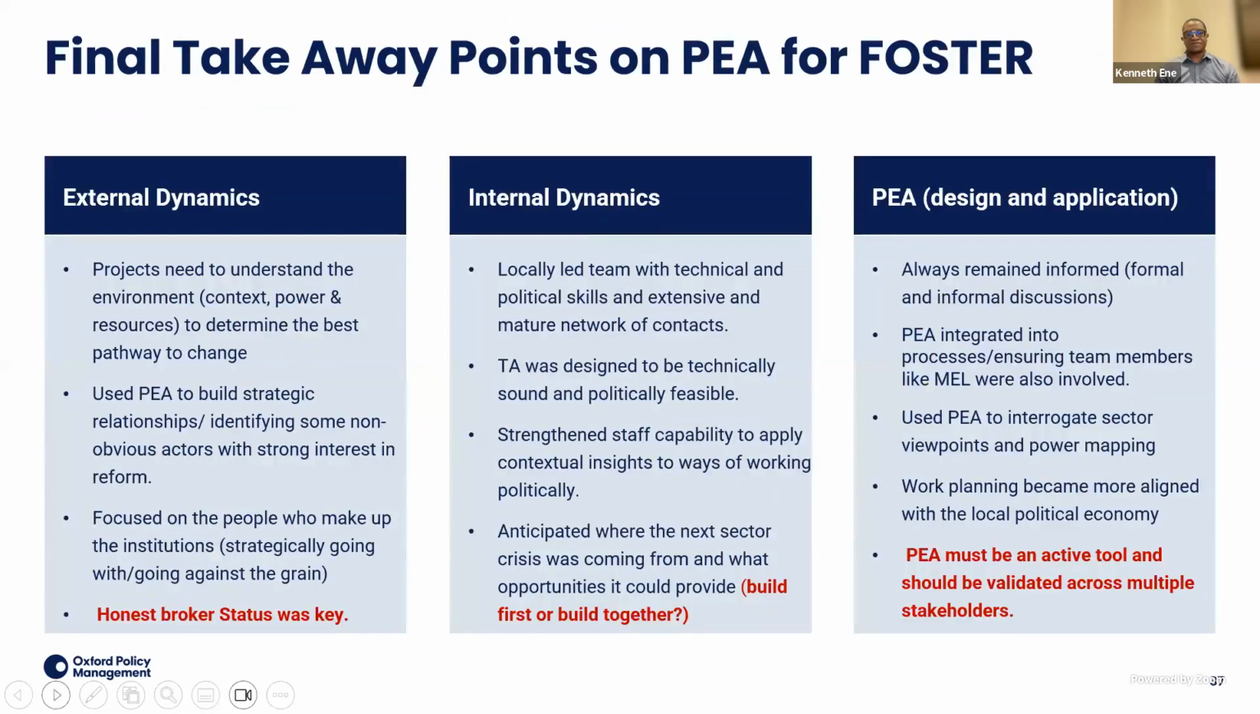So I think the final slide is really going back to those three points I mentioned at the beginning. In terms of the external dynamics, I think Mujib also mentioned it. Being a trusted advisor, in our case, what we were called was an honest broker. Very, very important. People need to trust you for you to be able to get information and to be able to do political economy efficiently.